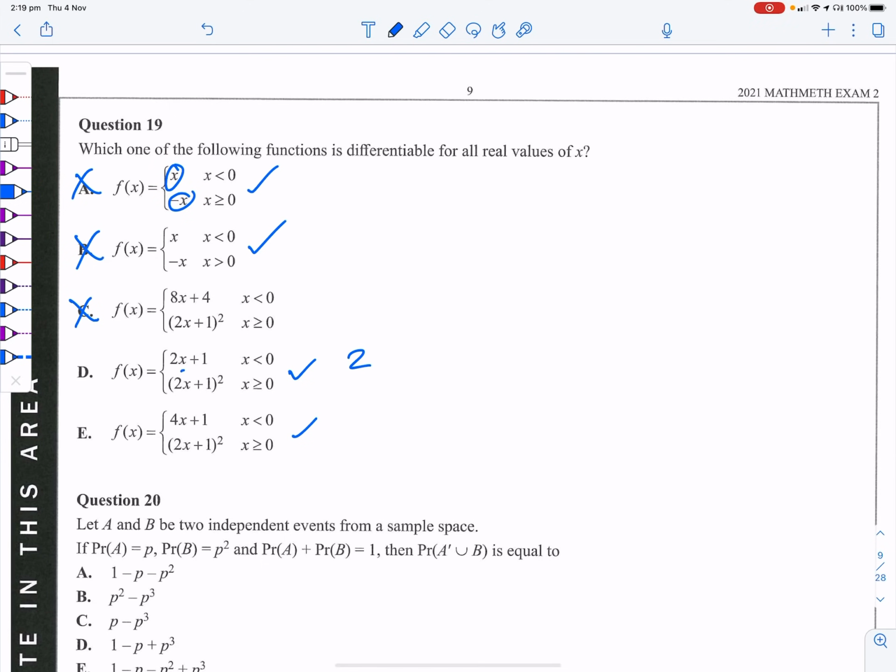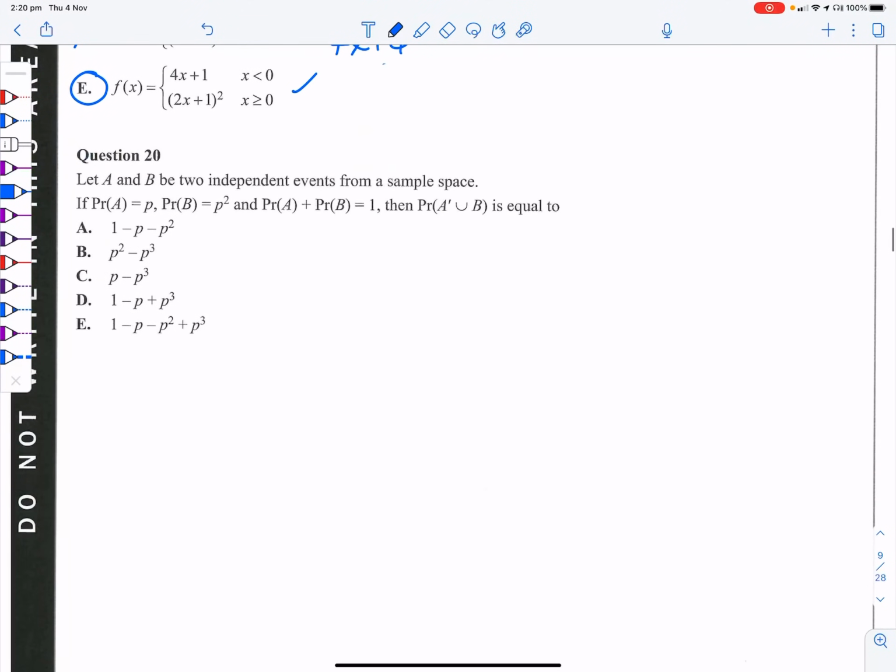That's going to be 2 and that's going to be 4x plus 4. If I put in 0, no, that's going to be 4. That's going to be, what would it be? 4x squared plus 4x plus 1. If I derive it, I get 8x plus 4. If I sub in 0, I get 4. So that's continuous for both.